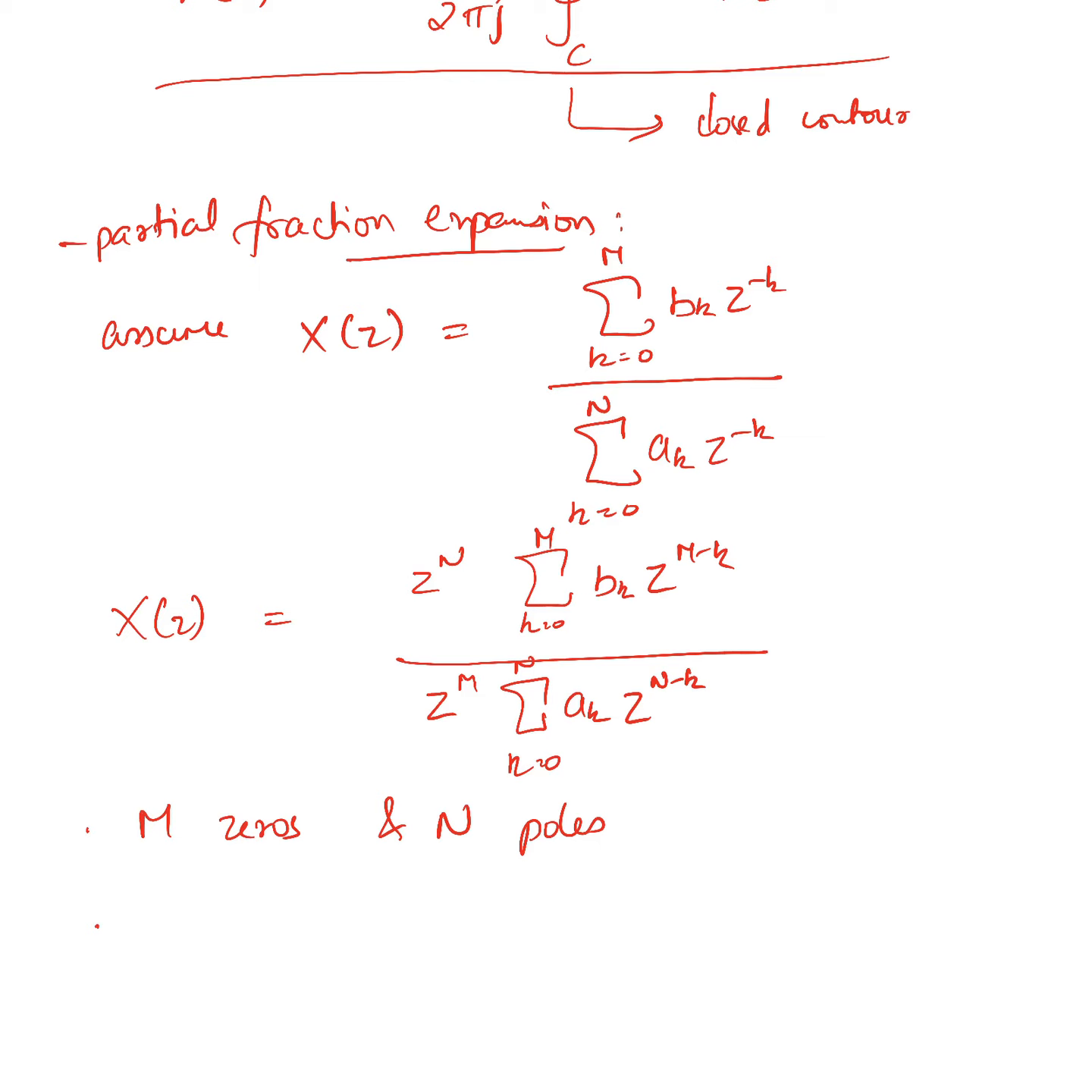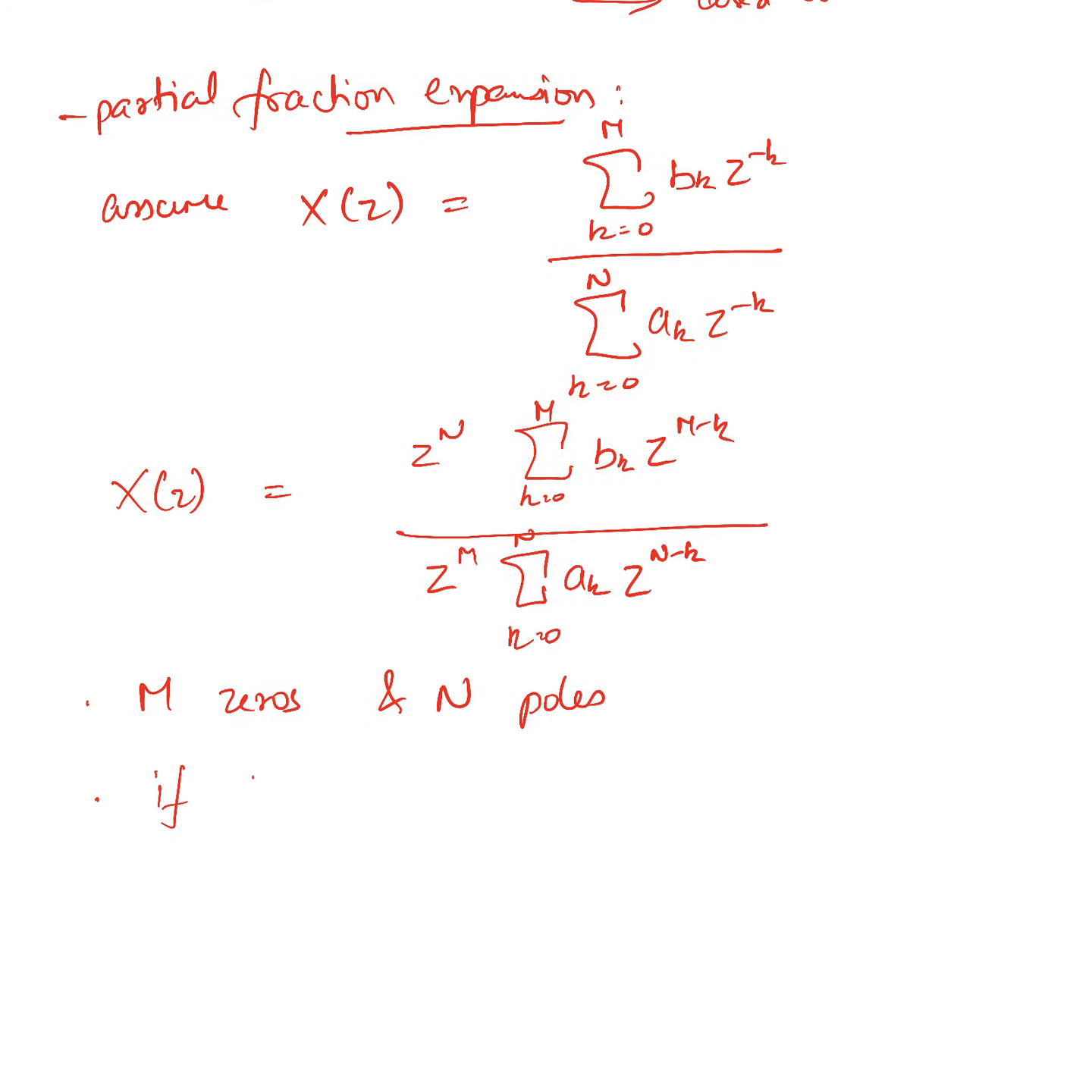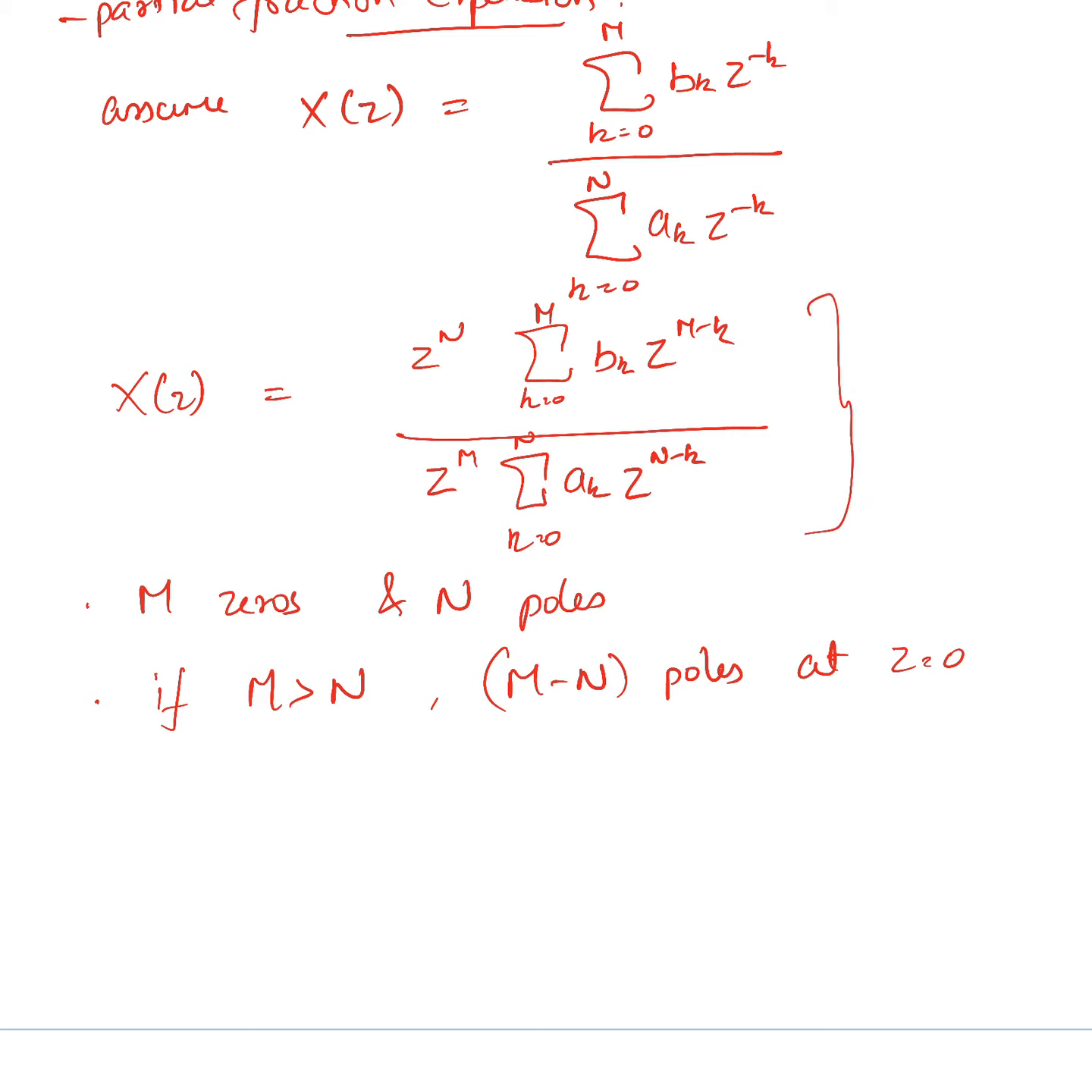Now if you have m greater than n, then you would have m minus n number of poles at z equal to 0. This you can see from this formula. On the other hand, if you have n greater than m, then you would have n minus m number of zeros at z equal to 0. You would also see that there are no poles and zeros at z equal to infinity.